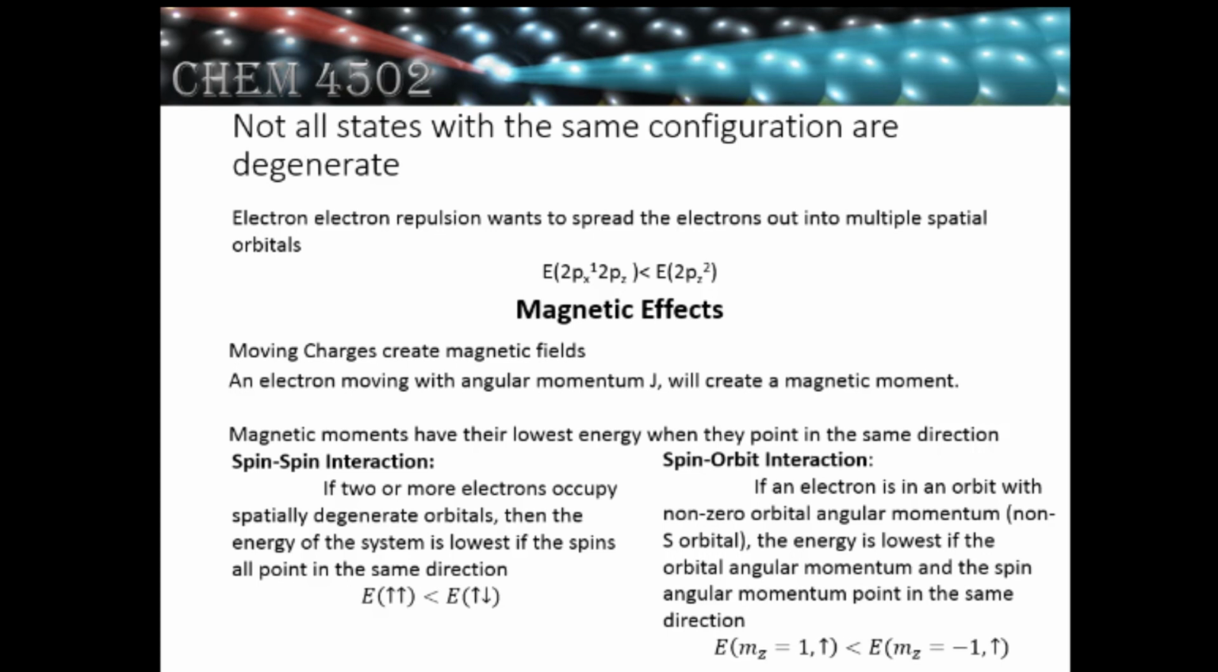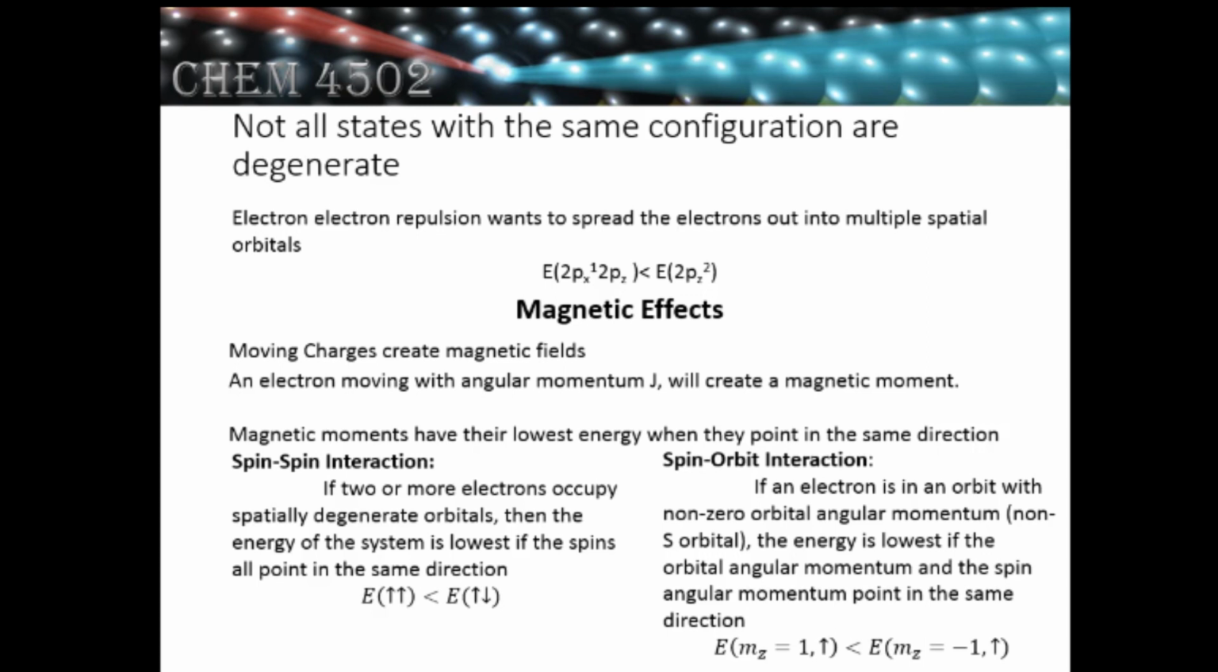Another electron that's nearby will actually want to line its magnetic moment up with the magnetic moment of the other electron. This is going to tend to make electrons want to have the same magnetic moment, which will depend on their angular momentum. And it doesn't matter whether that angular momentum is caused by the spin or the orbital angular momentum. So this leads to two separate new interactions.